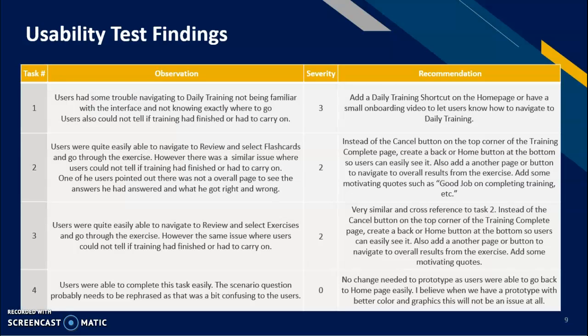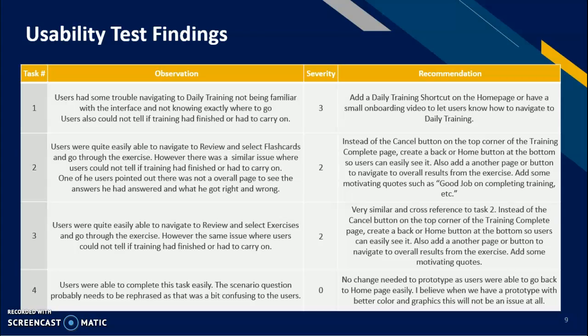I think those were the two main issues with my prototype at that point. I used Jakob Nielsen's error severity rating scale and rated the daily training navigation a 3 in severity and the review and training complete button at the bottom a 2 in severity. Users were able to do the other tasks pretty easily and also gave me some good overall feedback.